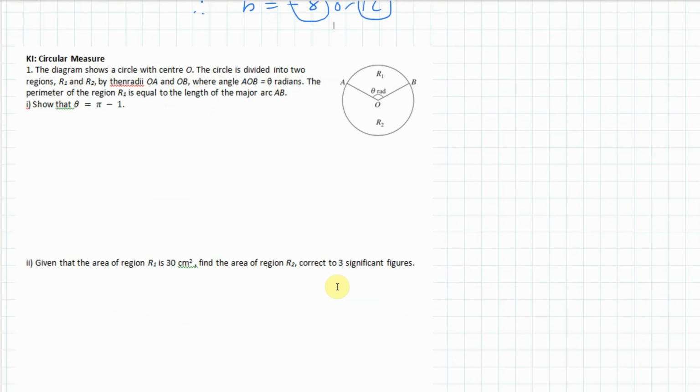Alright, now what have we got? Moving right along onto circular measure. The diagram shows a circle with centre O. It is divided into two regions, R2 and R1, by the radii OA and OB, and we've got angle AOB is equal to theta radians. The perimeter of region R1 is equal to the length of the major arc AB.